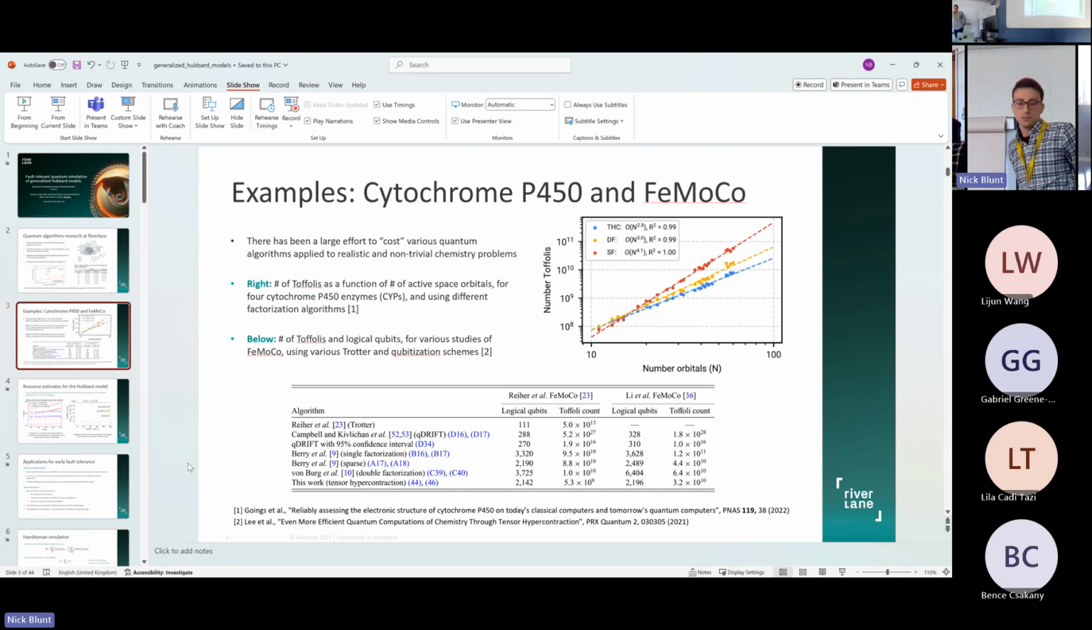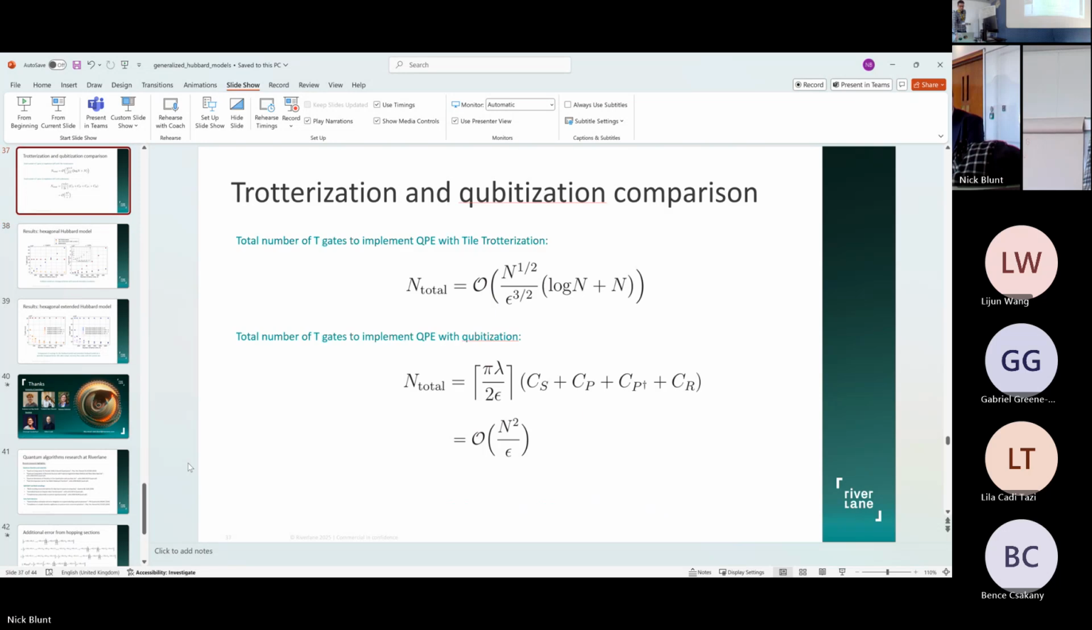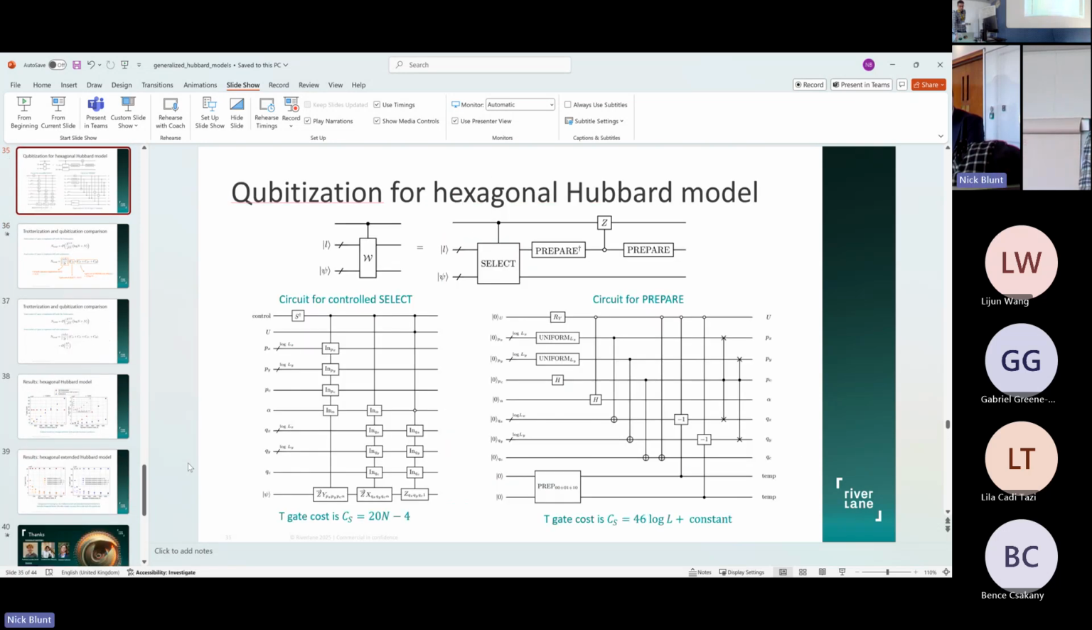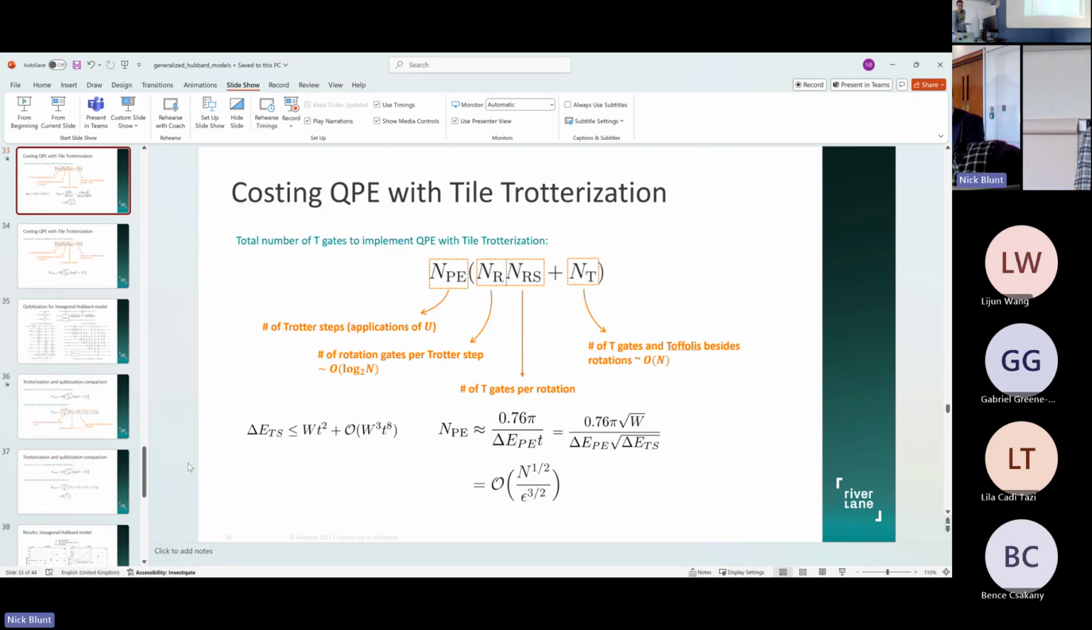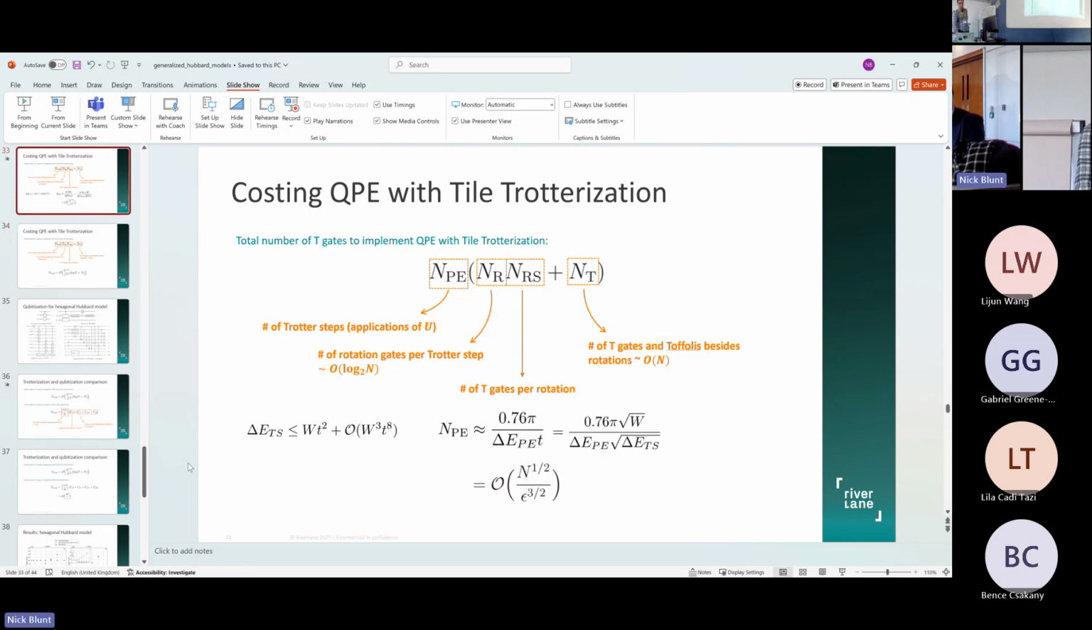Can you just go back to the final complexity? Yes. I missed the last. I think this one maybe. Yeah, exactly, this. So the step from the last slide to this. Can you just go through that one?